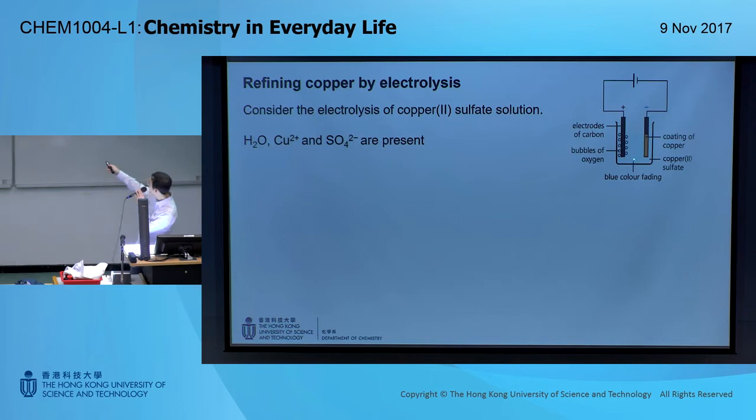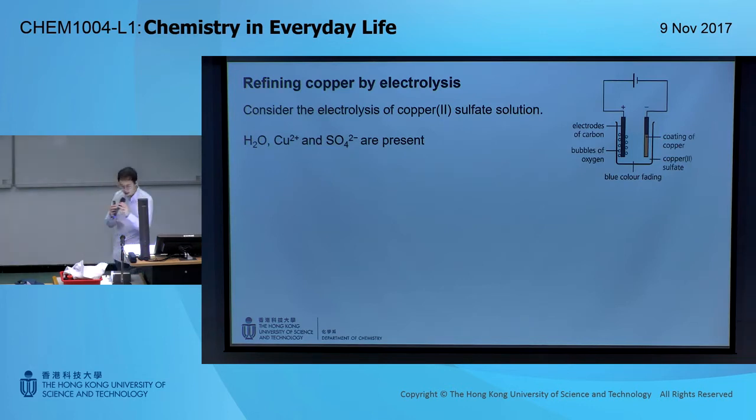Well, it's done very simply. You just take a solution of copper sulfate or any other copper ions. So you produce the copper and then dissolve it in some acid to produce copper sulfate. But you actually only need a single solution of copper sulfate. And then you pass electricity into the copper sulfate solution.